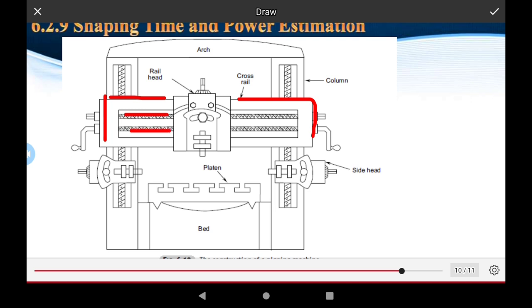Rail head, and the cross rail arch, and this is also used for the gears or mechanism, and for the side head. This is the column of the machine, and this is the pattern. This is the workpiece pattern for the bed, also provided for the machines, and some of the machines are used for power transmission and for the architecture of the machines.